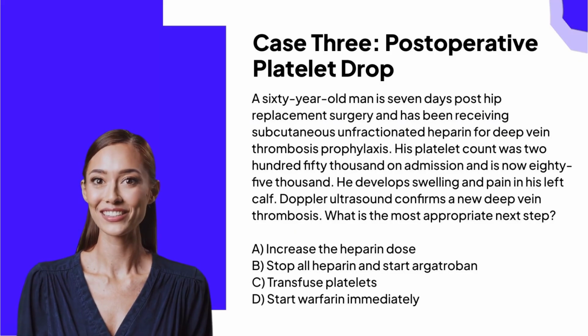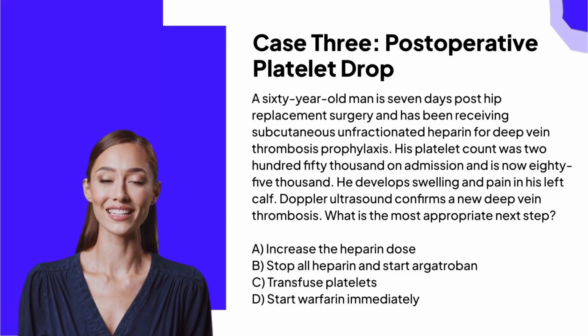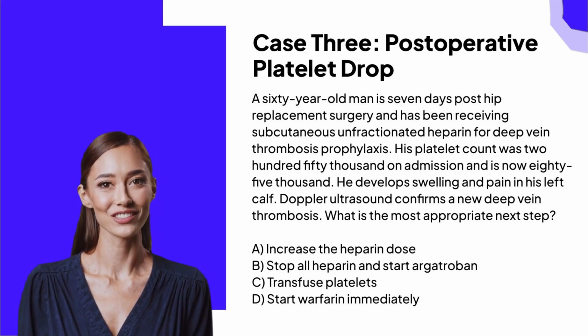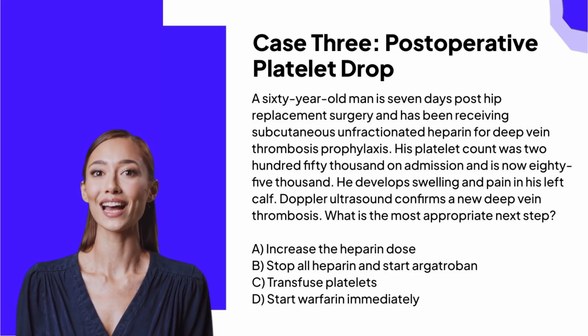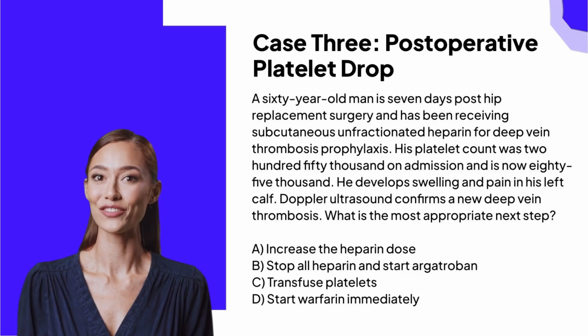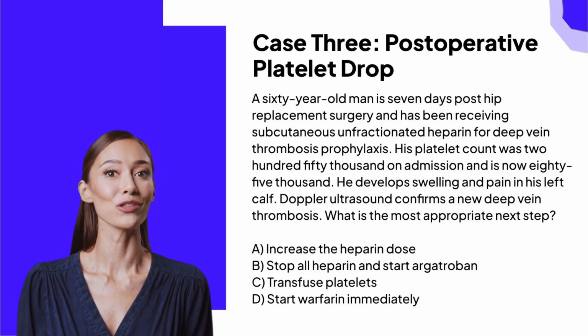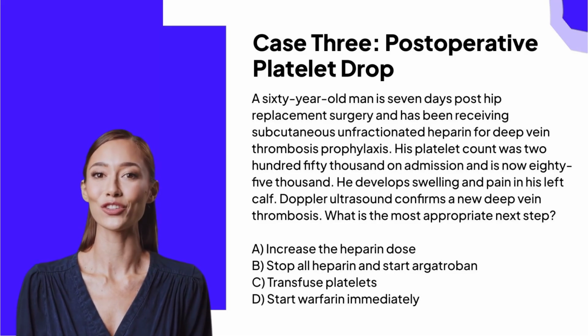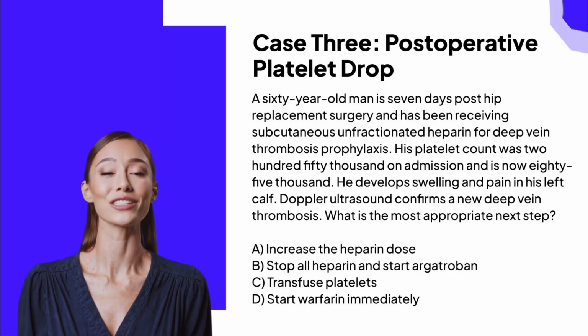Case 3. A 60-year-old man is 1 week out from hip surgery and has been on unfractionated heparin for clot prevention. His platelets have dropped from 250,000 to 85,000, which is more than a 50% drop. And now he has developed a new deep vein thrombosis. This is a critical combination of findings. Think about what the platelet drop timing, the magnitude of the drop, and the paradoxical clotting tell you. What diagnosis fits all of these findings?